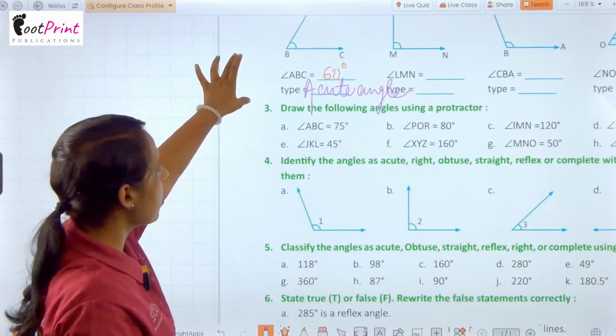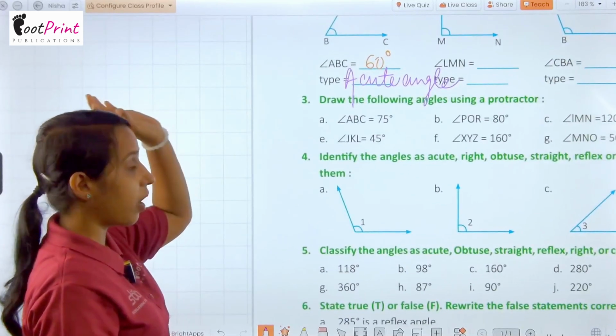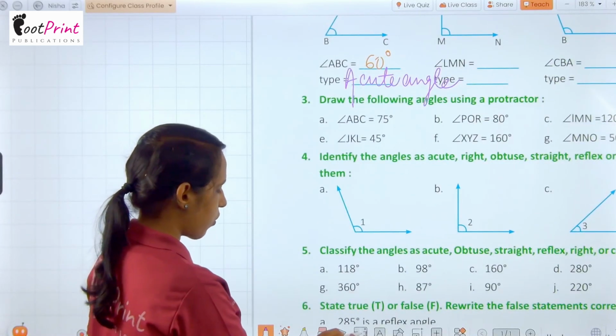Now question number 3, draw the angles using protractor.